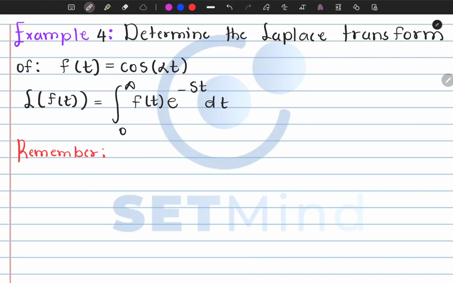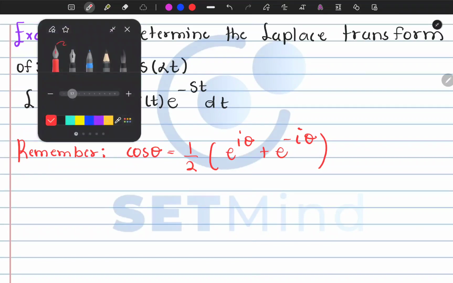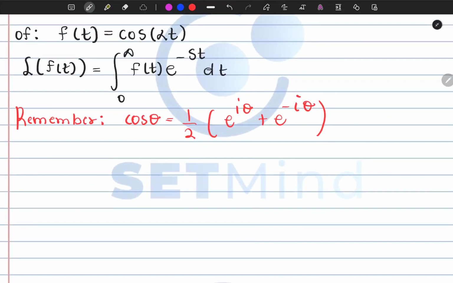What I want you to remember with cos is what we learned somewhere back in first, second year, or in high school for others, is that cos of theta is the same as 1 over 2 into e to the i theta plus e to the negative i theta. Very important identity which is going to save us here. So this means that our cos of alpha t is just the same as 1 over 2 open bracket e to the i alpha t plus e to the negative i alpha t.